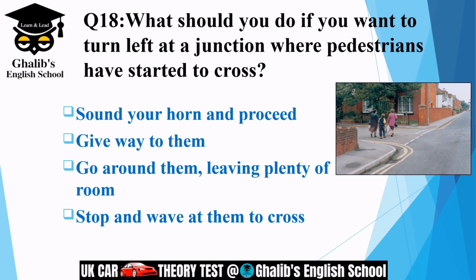Question 18. What should you do if you want to turn left at a junction where pedestrians have started to cross? You can see in the picture clearly. Give your horn and proceed. Give way to them. Go around them, leaving plenty of room, or stop and wave them to cross. The correct option is give way to them.